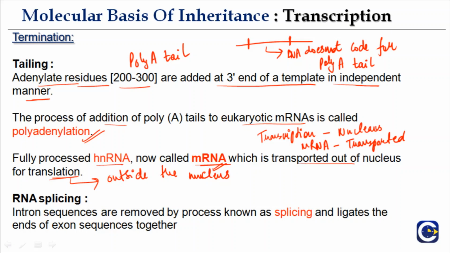Then RNA splicing. We also studied RNA splicing, no? So intron sequences are removed by the process called splicing, which ligates the ends of exon sequences together. For example, we earlier saw similarly, like these are the exons, the small ones are the introns, exons, introns, and then there is splicing. So these 3 exons are joined together, and this is what the final mRNA transcript will have.